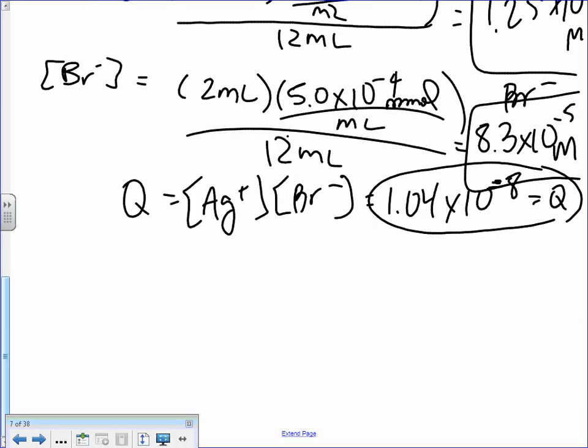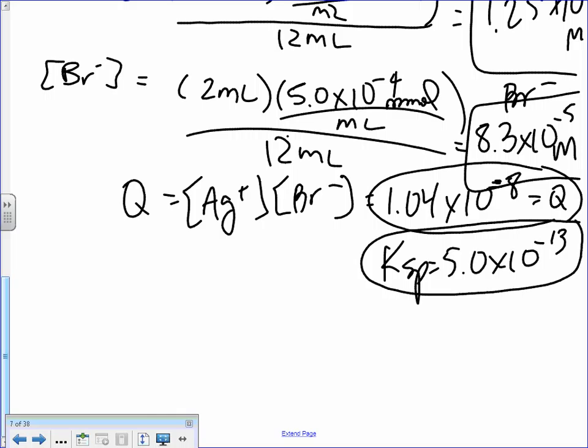What are you comparing that to? Which is what? KSP is 5.0 times 10 to the negative 13. Okay, so what can you conclude? Who's greater? In your statement, you need to state that. It's supported by calculation, but Q is greater than KSP.